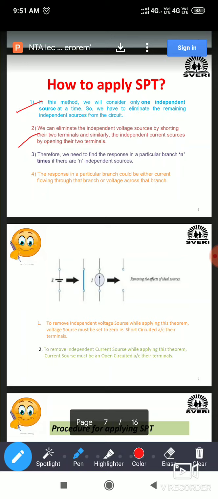Okay. And now second point, we can eliminate the independent voltage source by short circuit across their terminals and similarly independent current sources by opening their terminals. These 2 points you have to remember.